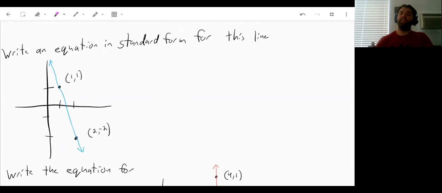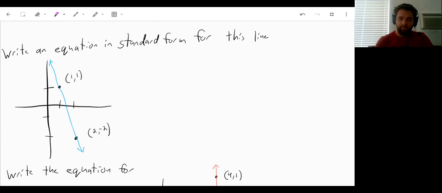Now, if we want to find an equation in standard form for a line, my suggestion is get it into another form first. Go for either slope-intercept or point-slope. And then you will want to rearrange it to get it into standard form. So let me show you with this line, one of each. So let's start out with this one.